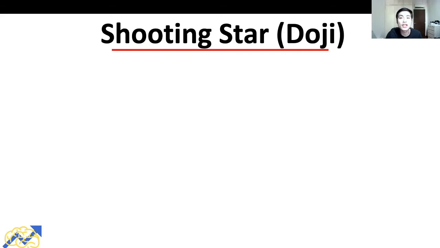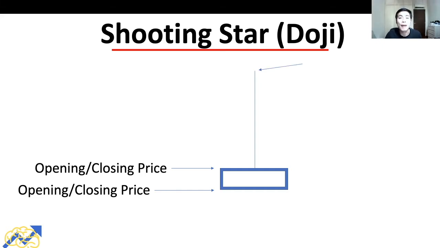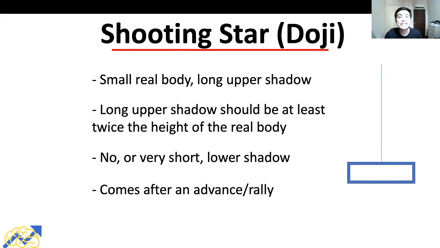The shooting star, being a doji candlestick, has a small real body. And for the doji candlestick and its variations, the color of the body of the candlestick is not really important. This is because the opening and closing price are very close to one another. So in this case, the opening and closing price doesn't really matter for the candlestick. However, what is important for the shooting star candlestick is that it must have a long upper wick or upper shadow, and no or very short lower shadow. The highest price for this candlestick will be at the uppermost part of the upper shadow. These are the things that you want to look out for in a shooting star candlestick.